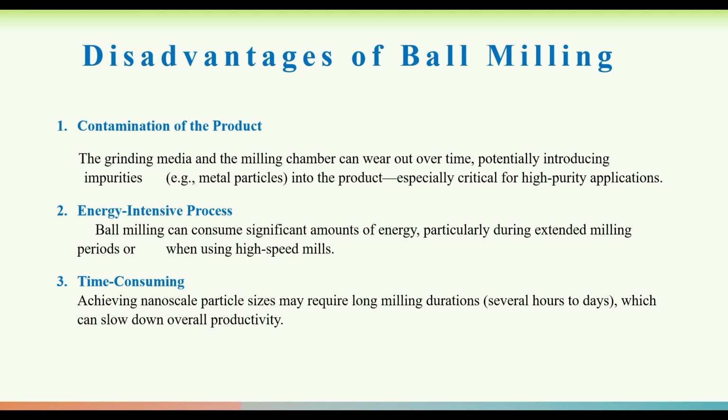And the second disadvantage is that it is an energy intensive process. Ball milling can consume significant amounts of energy, particularly during extended milling periods or when using high speed mills. That needs more energy, so it consumes more energy. It is also time consuming. Achieving nanoscale particle sizes may require long milling durations, several hours and sometimes days, which can slow down overall productivity.